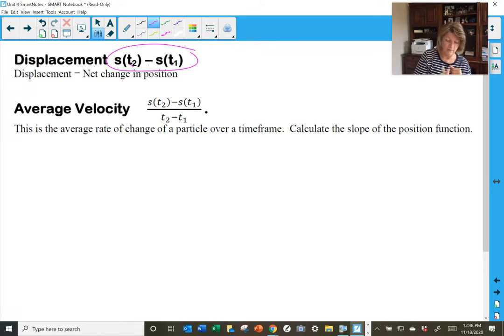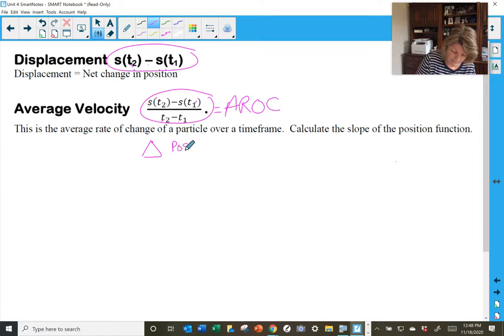Average velocity, we have done this. This is what we refer to as AROC, the average rate of change. S of t sub 2 minus S of t sub 1, position at the end minus position at the beginning, over time 2 minus time 1. So this really gives us change of position over change of time. That is what that's really calculating out, and you can see how that is a slope.